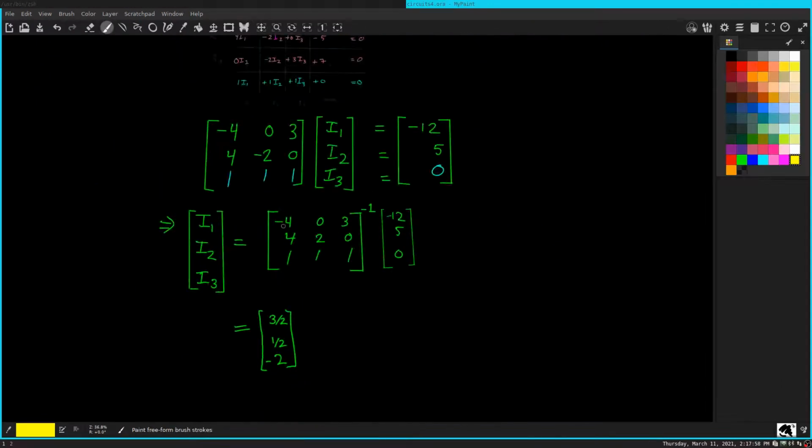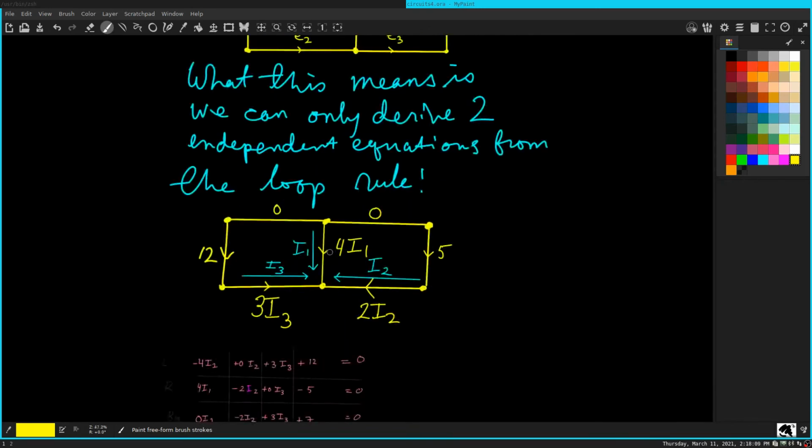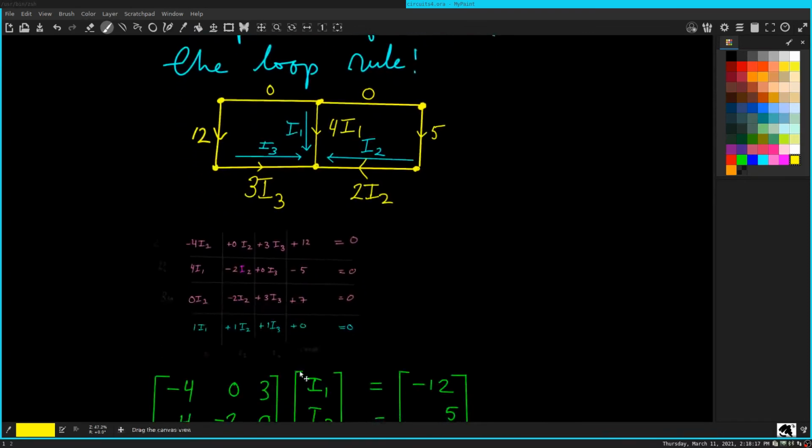I will leave you to check that if you substitute 3 halves, 1 half, and minus 2 into here, it obeys both the junction rule and the loop rule. I didn't check that, so it's possible I made a mistake, in which case you get to find my mistake and leave a mean comment. So there's some motivation for you to check, because I didn't check.